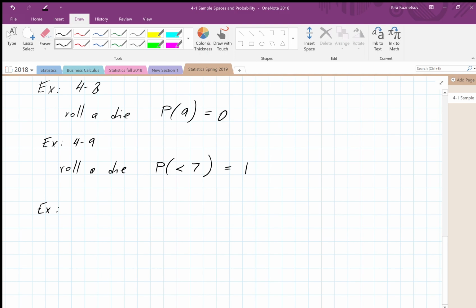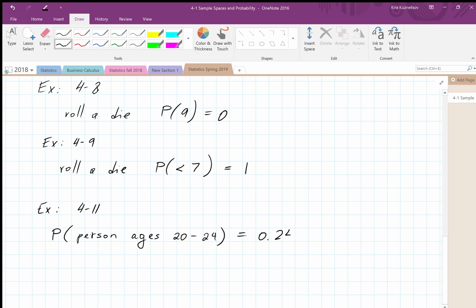My next example is 4-11. In a study, it was found that 24% of people who were victims of violent crimes were ages 20 to 24. If a person is selected at random, find the probability that a person is younger than 20 or older than 24. So the probability that they gave me is the probability that the person is ages 20 to 24. So this is my probability of picking that person.